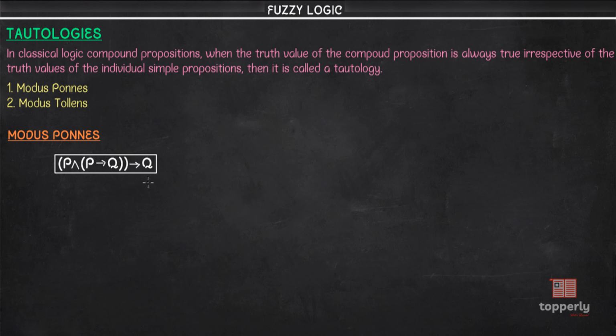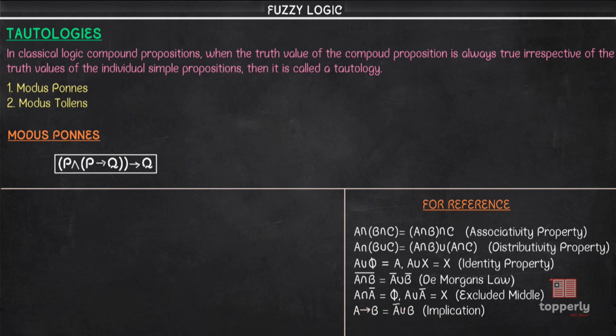Let's take a look at the proof of Modus Ponens. Now I have added these properties for your reference since we will be using them to prove this tautology. If any of you have any doubt about how these properties came about, please refer to lecture 1 of our fuzzy logic playlist. I have included the link in the description given below. So let's begin with the proof.